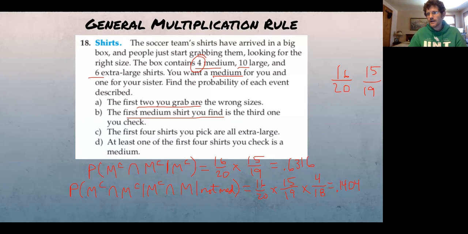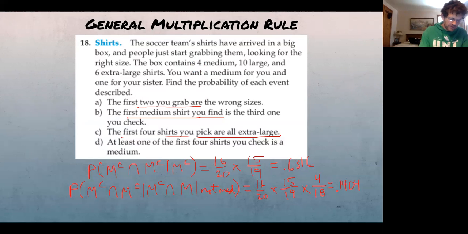Well, I had a question saying, we'll just run through this problem in full. So the first 4 shirts we pick up are all extra large. So let me get rid of everything on the page. Maybe I'll keep the first few problems up, but all right. So we're gonna focus on this one. The first 4 shirts we pick up are all extra large.